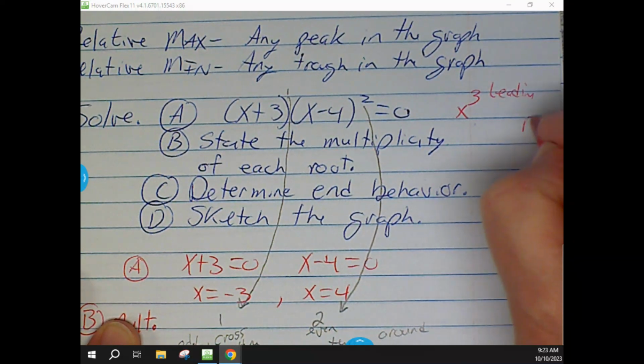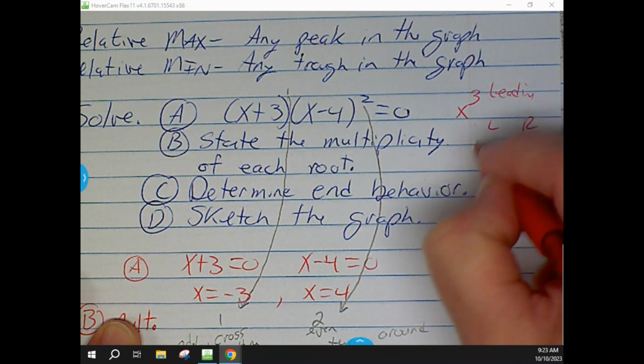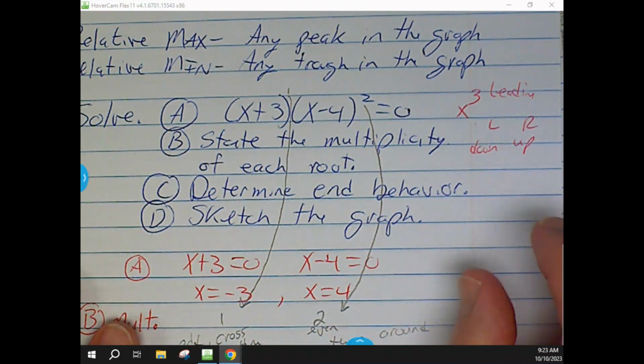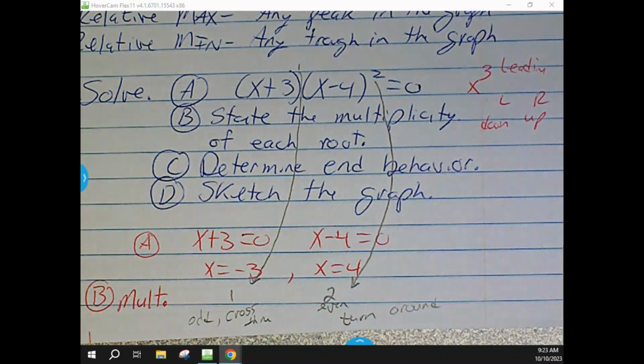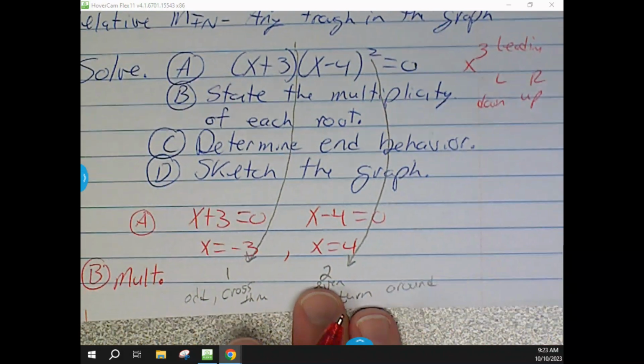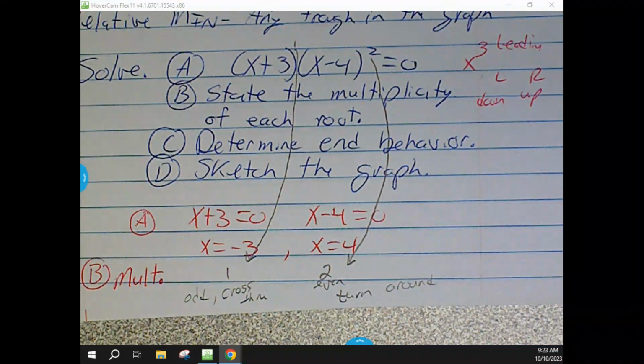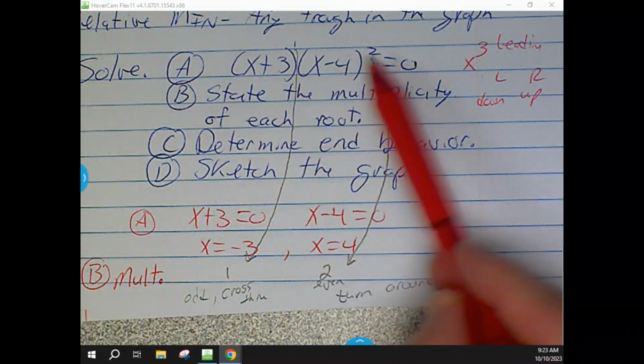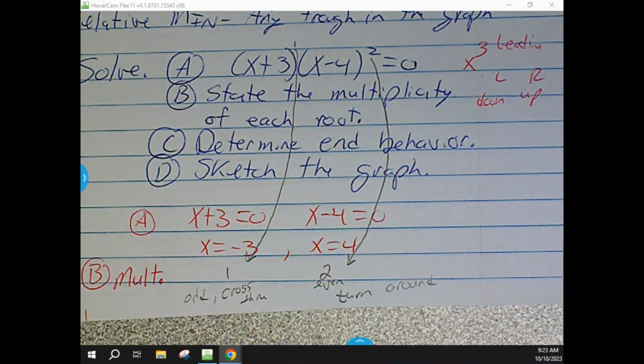just a minute ago. The right side is going to be up, and the left side is going to be down. So if it's written in factored form, you've got to figure out what that first leading term would be, which means you get to ignore all the numbers. You just do x times x times x and figure out what that power is going to be there.